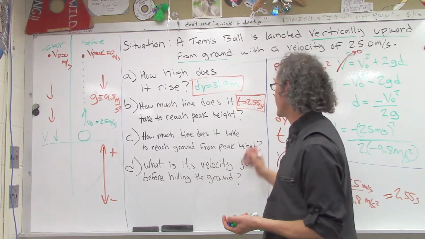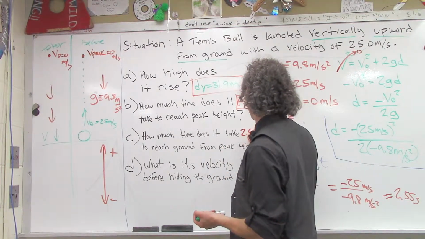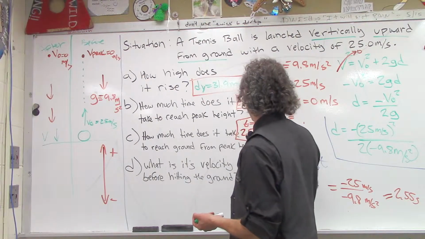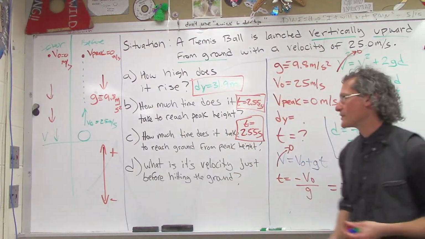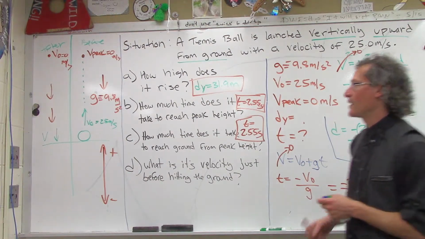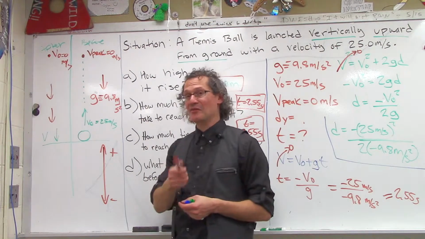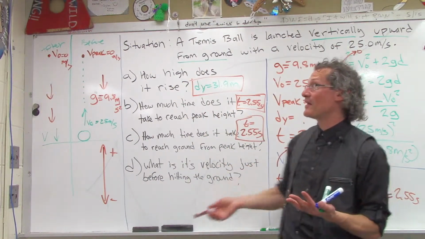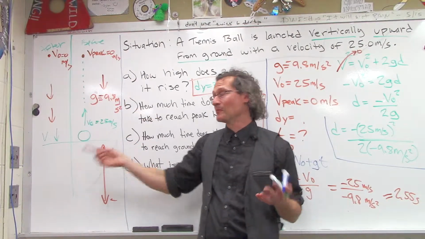Okay, so how much time does it take? Guess what? It takes another 2.55 seconds to come down. Hey, all right. What's its velocity before hitting the ground? I can also use symmetry here. I don't even have to do any math for part D. Check this out. But I'm going to do the math just to prove it to you in a moment.